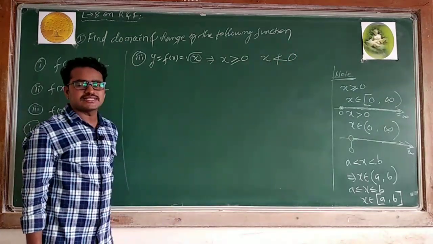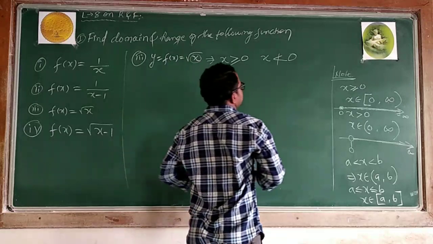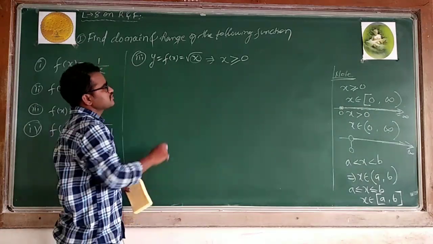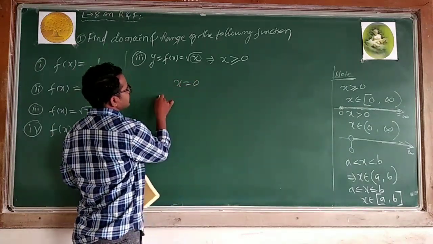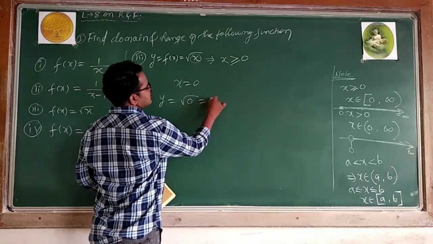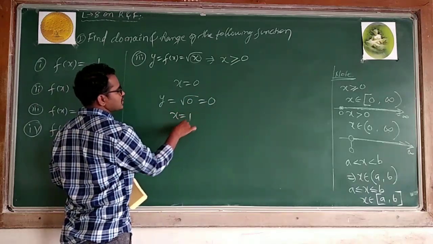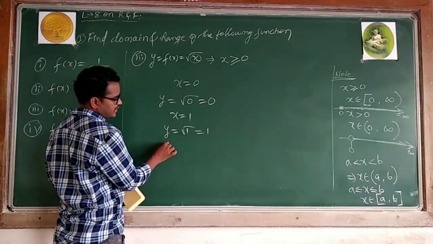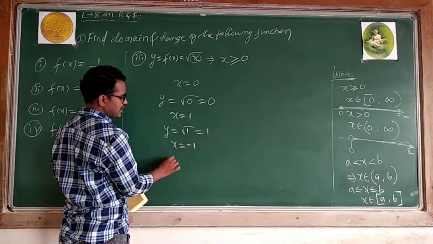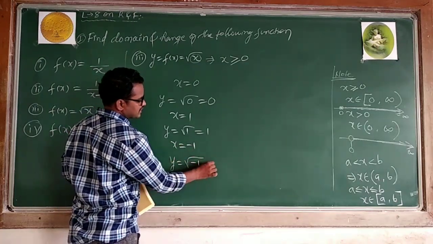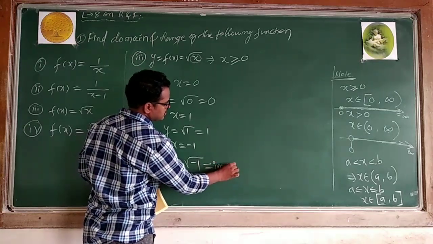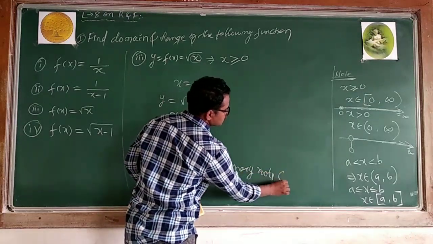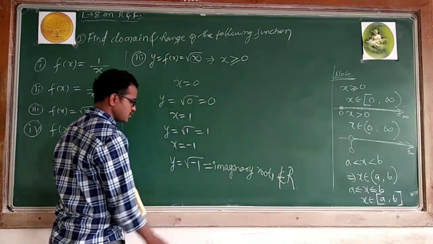If x is less than 0, you will get a negative under the root. For example, if I am taking x equal to 0, y is equal to root of 0, which is 0. If x is equal to 1, y is equal to root of 1, no problem, I will get 1. If x is equal to minus 1, I will get y equal to root of minus 1, which is imaginary. Imaginary roots do not belong to the real numbers, so don't take this value.